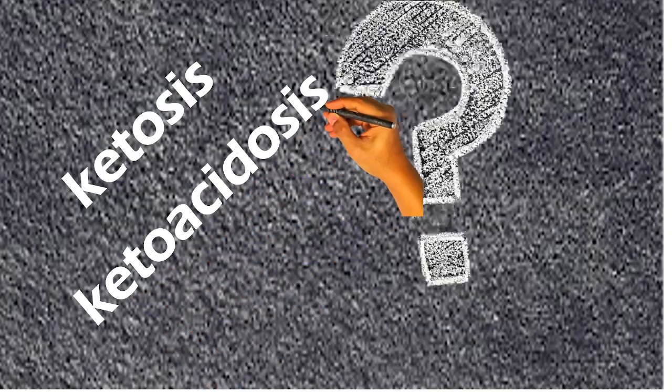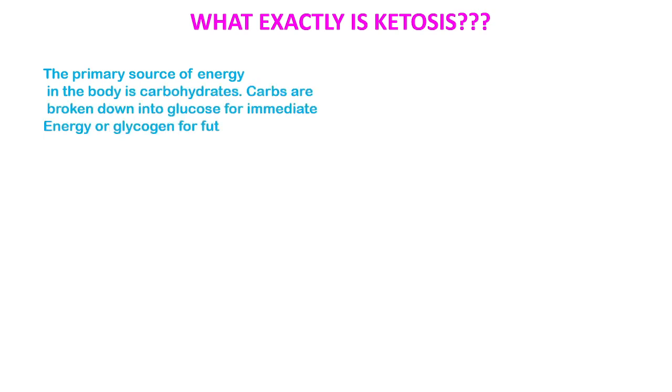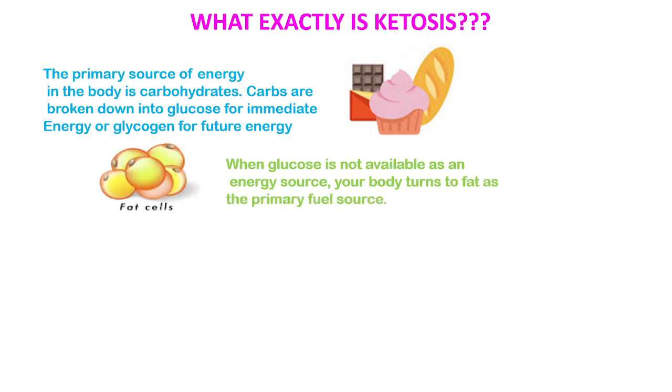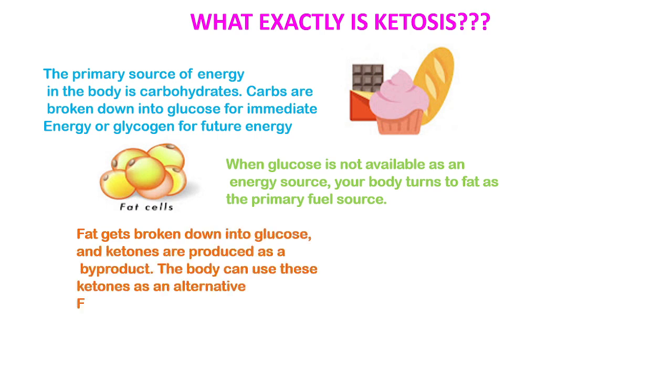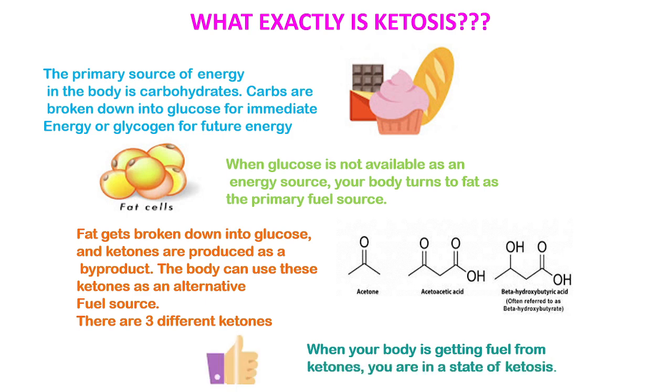Ketosis and ketoacidosis. What exactly is ketosis? The primary source of energy in the body is carbohydrates. Carbs are broken down into glucose for immediate energy or glycogen for future energy. When glucose is not available as an energy source, your body turns to fat as the primary fuel source. Fat gets broken down, and ketones are produced as a byproduct. The body can use these ketones as an alternative fuel source. There are 3 different ketones: acetone, acetoacetic acid and beta-hydroxybutyrate. When your body is getting fuel from ketones, you are in a state of ketosis.